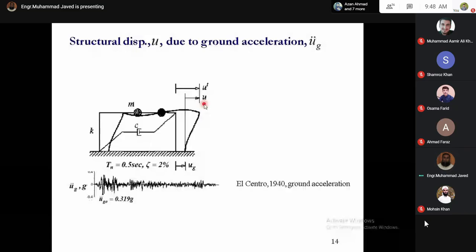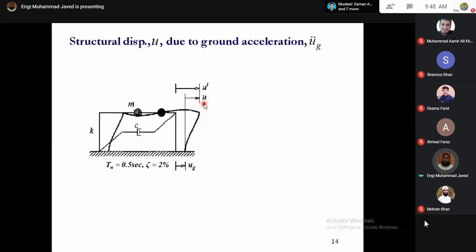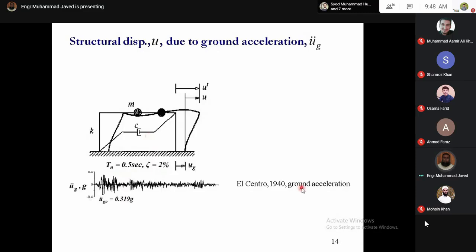Now, how is this structural displacement determined? First of all, you need to have the earthquake record for which you need to find structural displacement. For example, this is a structure with a natural time period of 0.5 seconds, damping ratio of 2%, and we want to find the maximum structural displacement when this structure is subjected to El Centro 1940 ground acceleration, which had a peak ground acceleration of 0.319.